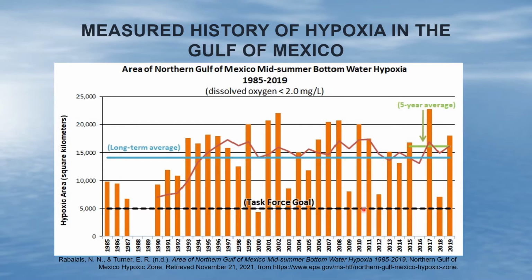This bottom dashed line is the task force goal for the size of the hypoxic dead zone of 5,000 square kilometers. Clearly, the long-term average is significantly greater. In fact, it's almost 3 times larger than the task force goal. Also, interestingly, in the last 5 years, we've also seen a slight increase in the 5-year average over the long-term average. And we can clearly see here that 2017 was the largest recorded area of the hypoxic dead zone in the Gulf of Mexico.